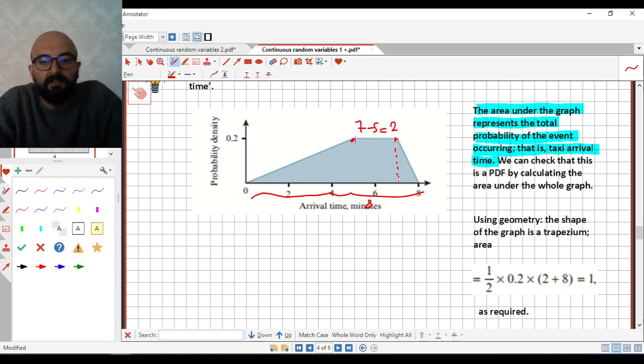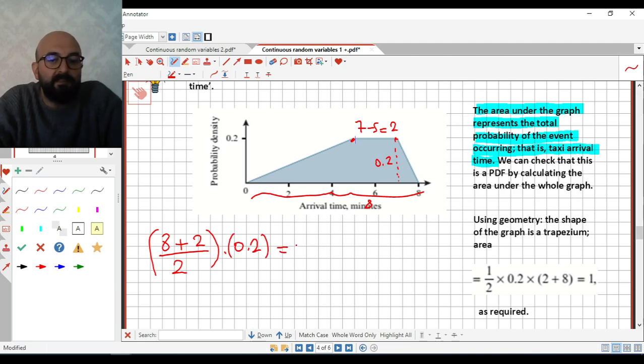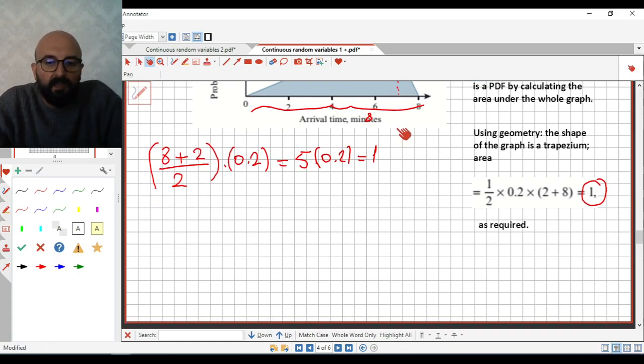and our height is 0.2. If I want to compute the area, it is (8 plus 2) over 2 multiplied by the height 0.2, so it becomes 5 multiplied by 0.2, which is 1. Using geometry, the shape of the graph is a trapezium and the area becomes 1.